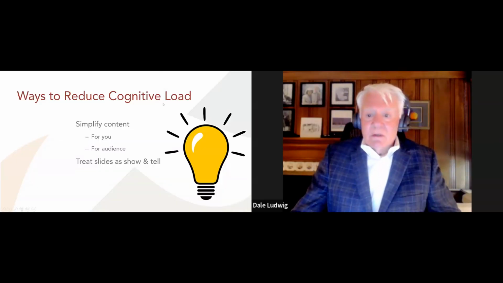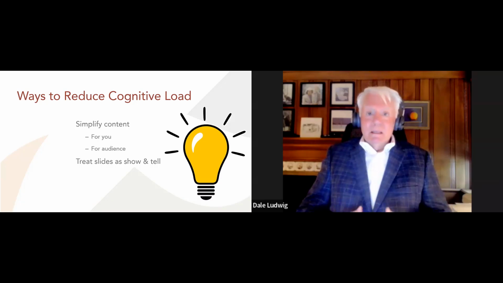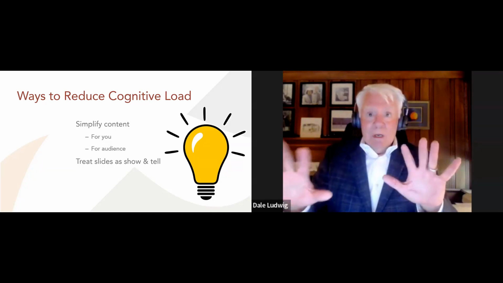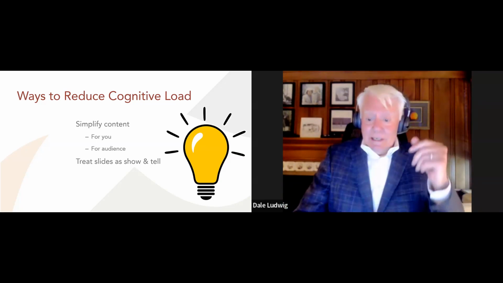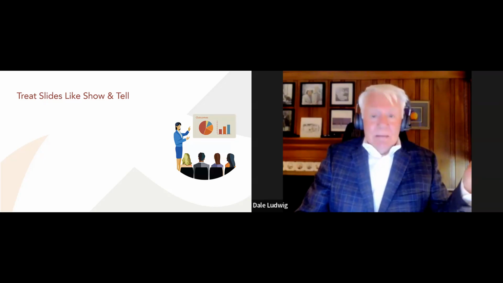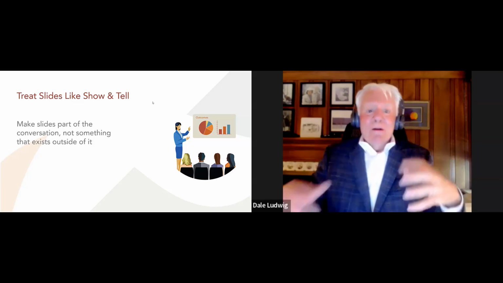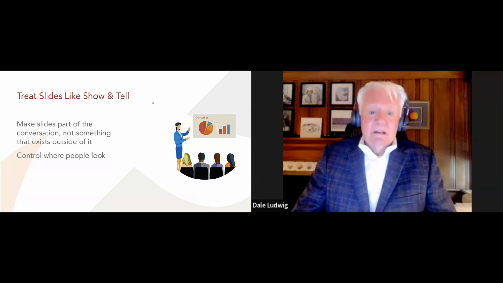Ways to reduce cognitive load. Let's look at this for just a second. Simplify the content for you and for your audience, and treat slides as show and tell. You want to bring them into the conversation that you have engaged people in. The slide does not exist as a separate line of communication from you. You are bringing those things together, what you are saying and what they are seeing. So what does that mean practically? Treat slides like show and tell. The reason we talk about this is because we want to make the slides part of the conversation, not something that exists outside of it, as I just said.